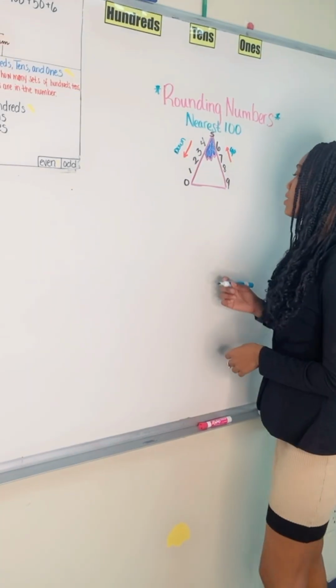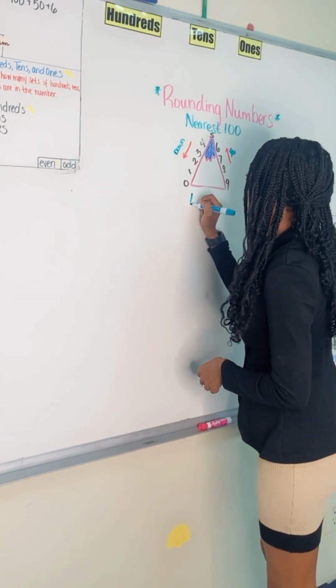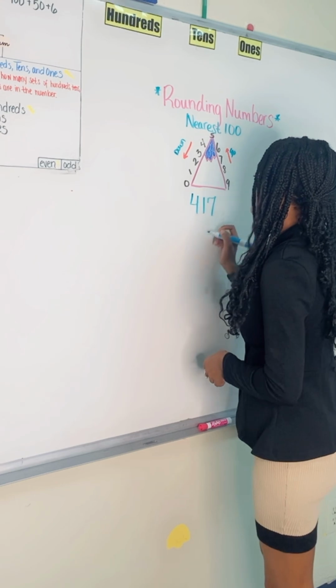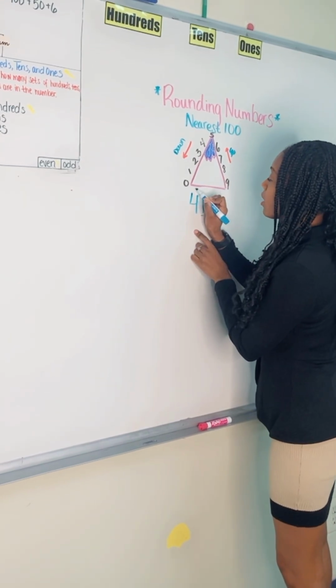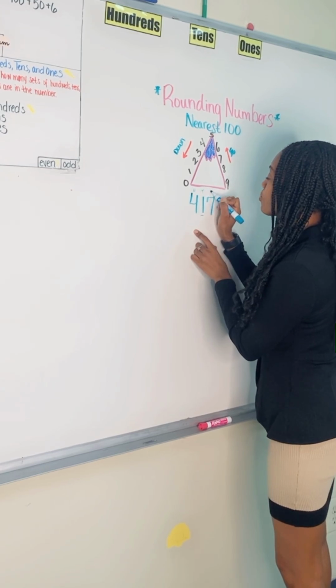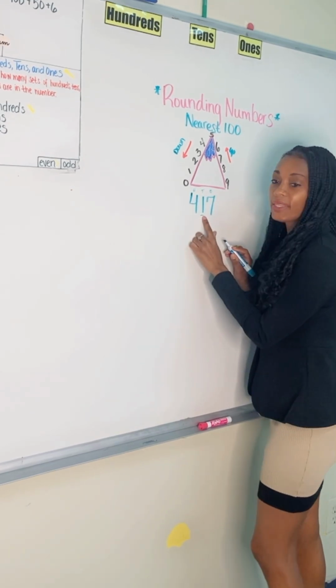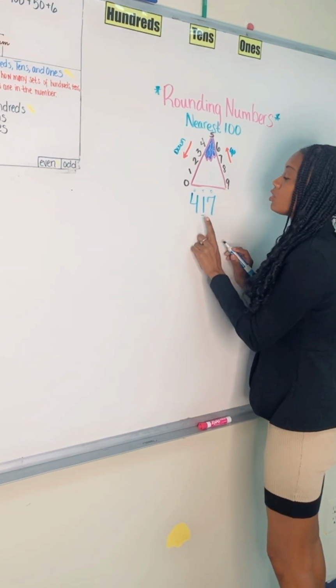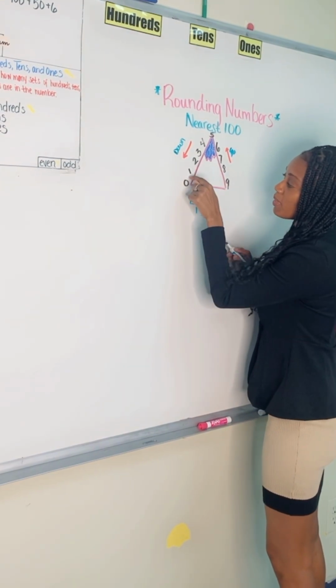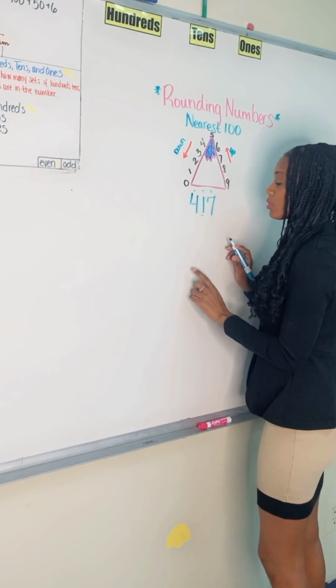All right, let's try another problem. Say we have the number 417. Again, we are concerned with the hundreds place and the tens place only, but mainly the tens place. And in my tens place, I have a 1. So 1 tells me that I'm rounding down. So we'll see how that goes.